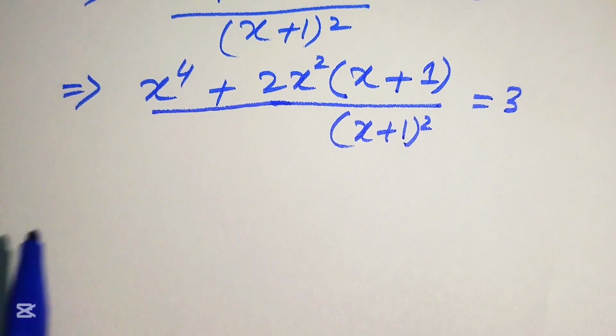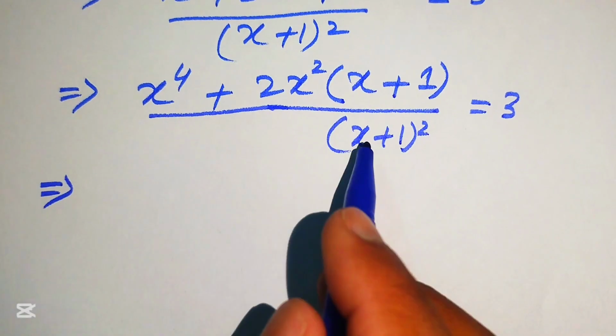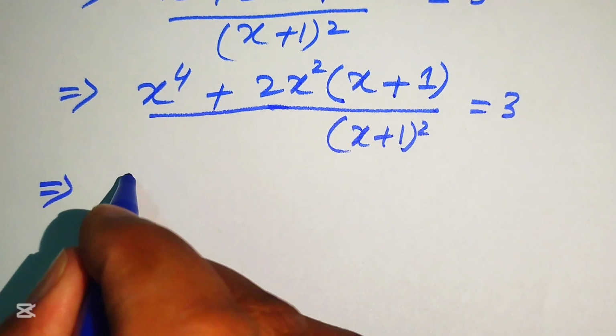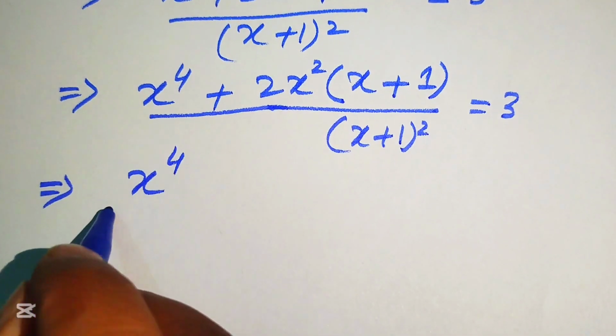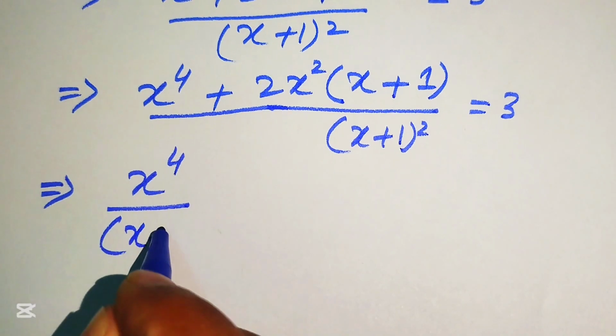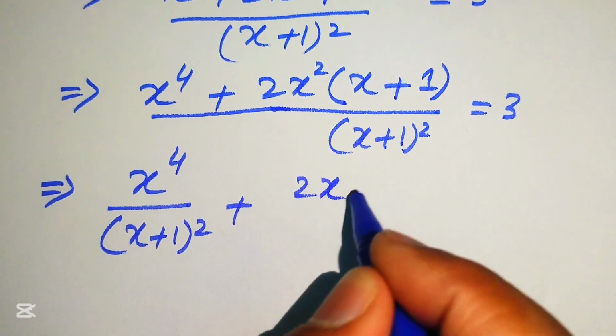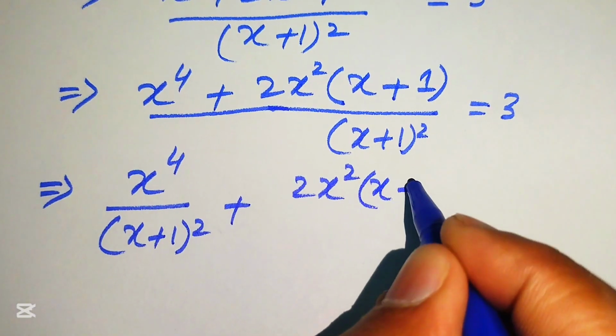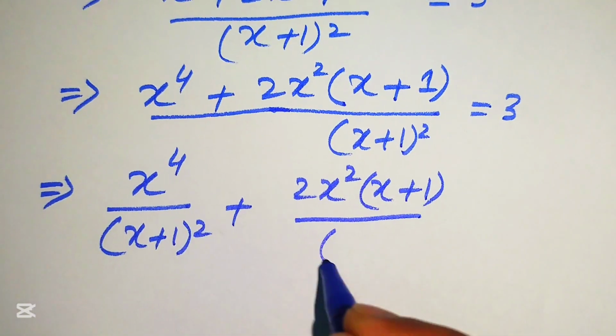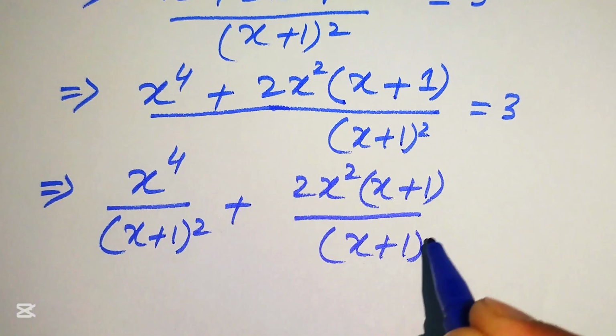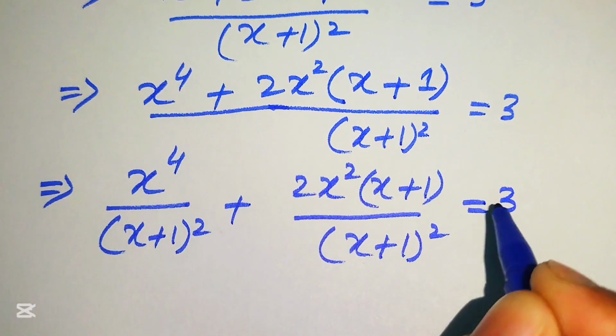So further in the next step, we need to break this fraction, and we write this (x plus 1) whole square separately on these two terms, and it will be written as x to the power of 4 divided by (x plus 1) whole square, and we write this term as 2x square into (x plus 1) divided by (x plus 1) whole square, and it is equal to 3.